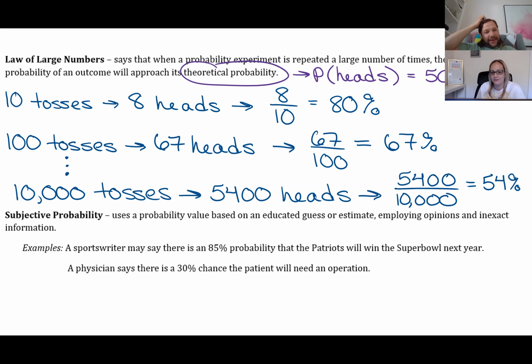Gotcha. Yeah, I would guess. But you're right, that might signal to you that it's unfair, being that close to 50%. But the students should go home and do an experiment for themselves. That's a probability experiment. Just flip the coin 100 times and see what you get.